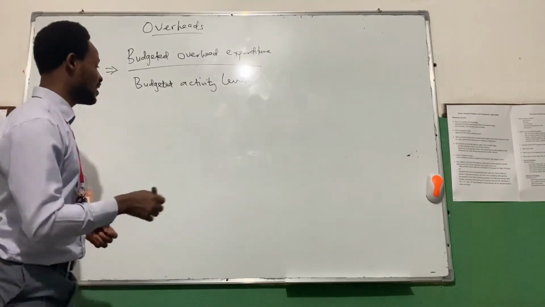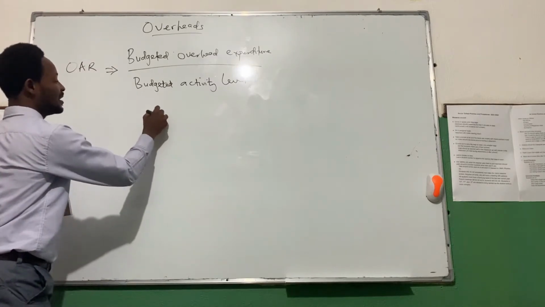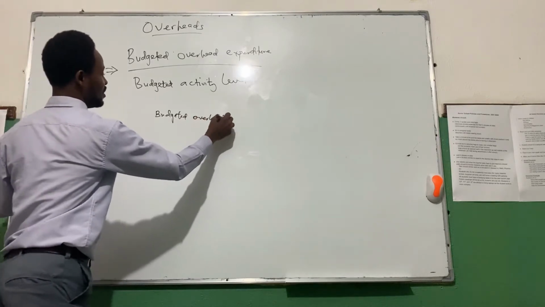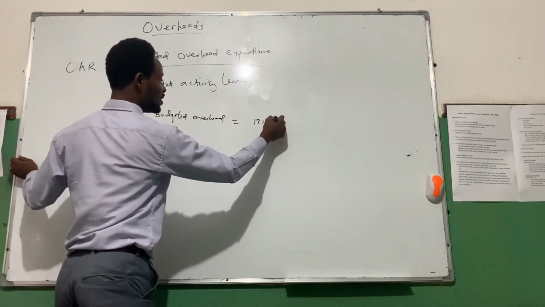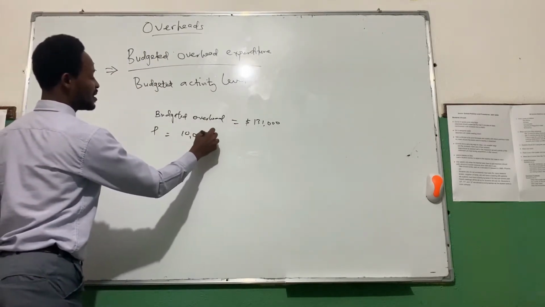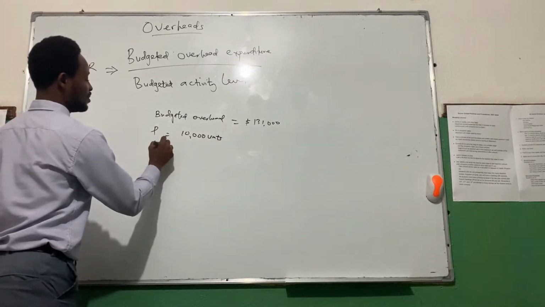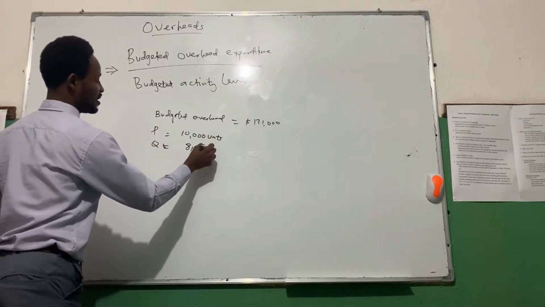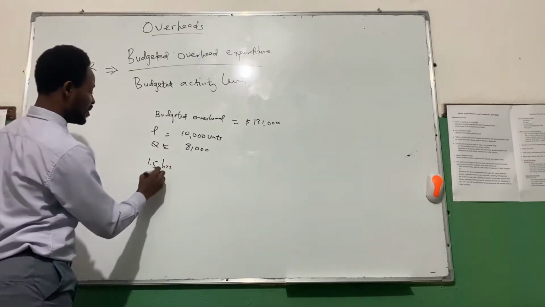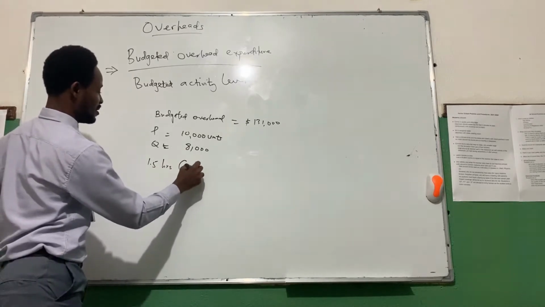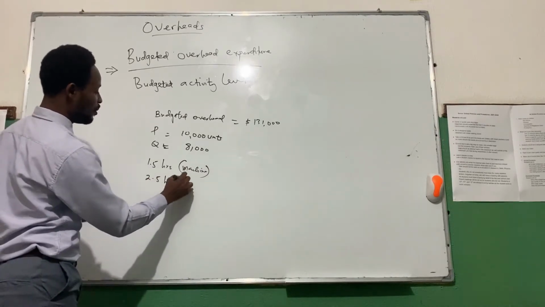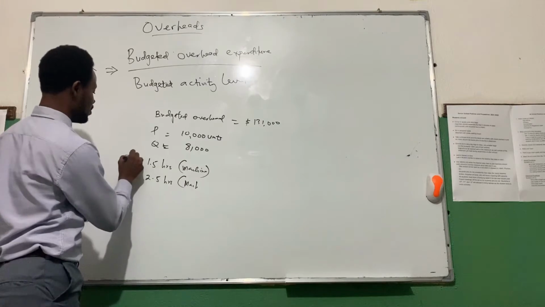So I'm going to write this question now. Budgeted overhead expenditure, let's use $131,000. For product P, it was 10,000 units, and product Q, still 8,000 units. It will take 1.5 machine hours to complete product P, and it will take 2.5 machine hours for product Q respectively.